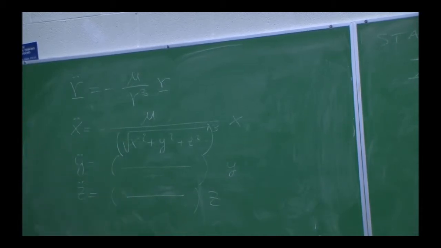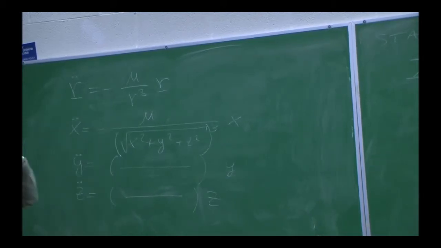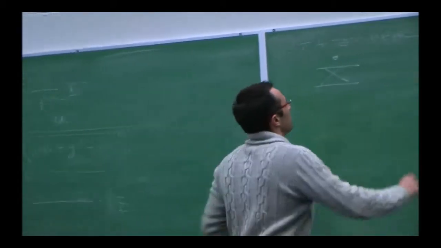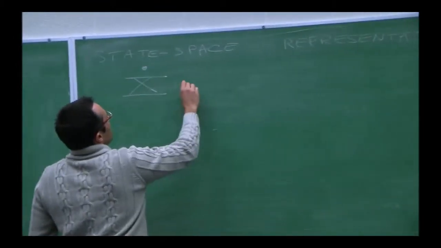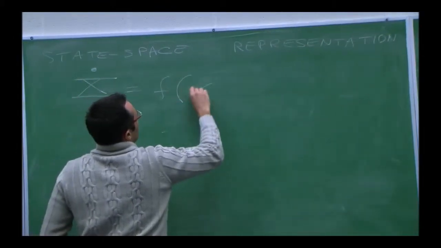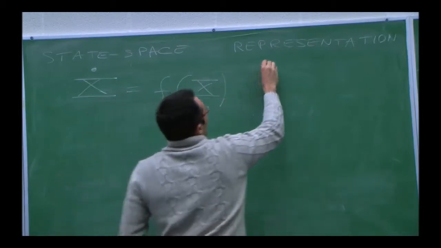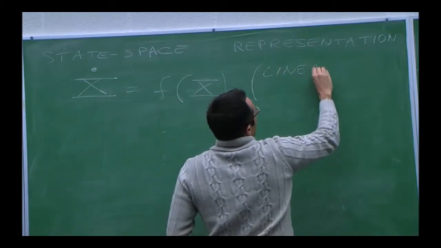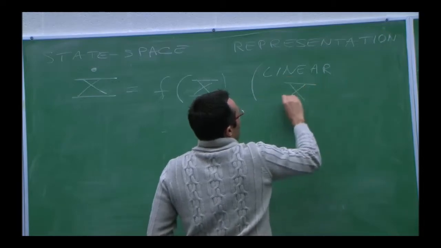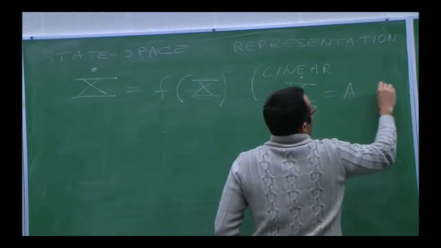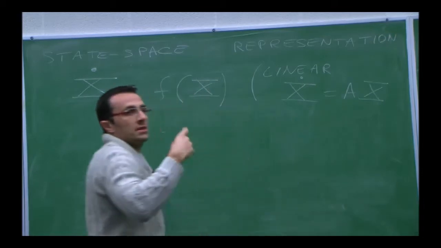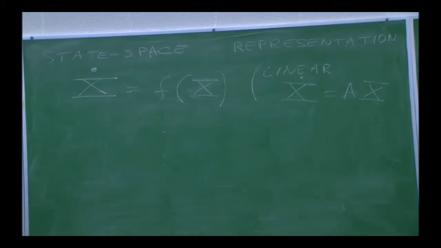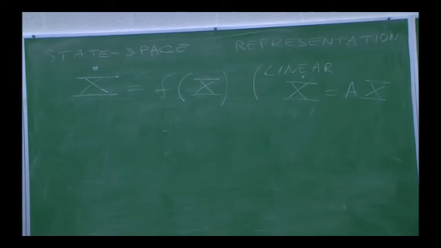Okay? So in state space representation, you want this vector of variables, whatever they are, to only show first-time derivatives, and then the rest is a function of x on the right-hand side. For a linear system, what you've seen is probably this form, x dot equals a matrix times x, where if the matrix is constant, this is a linear time invariant system. Otherwise, it's a linear time varying system. In this case, it's a nonlinear system. These equations are obviously nonlinear in x, y, and z. And so this is what we have.